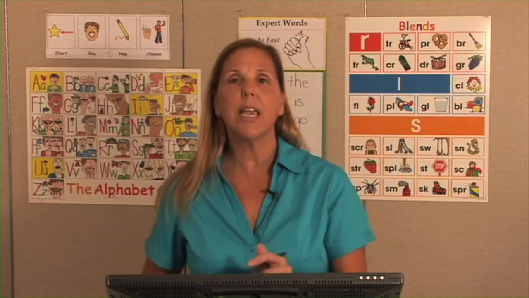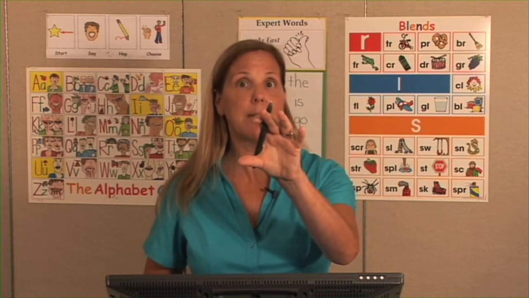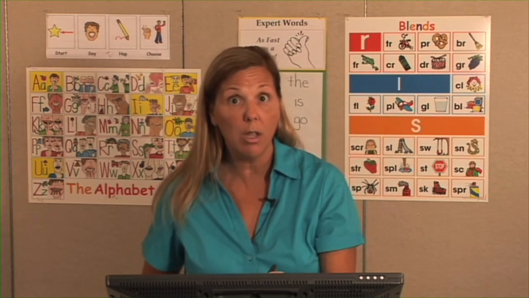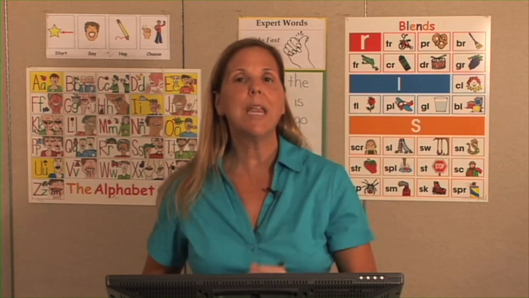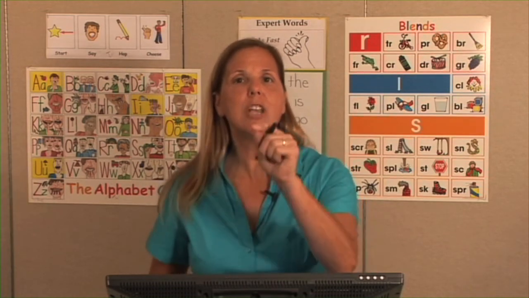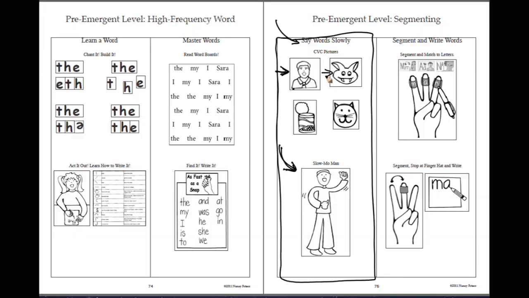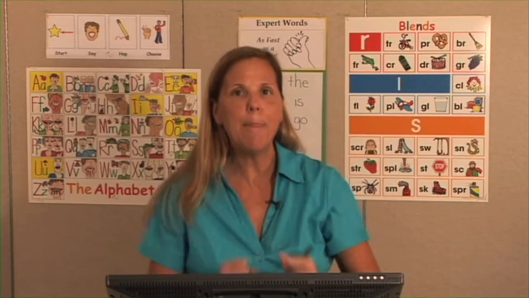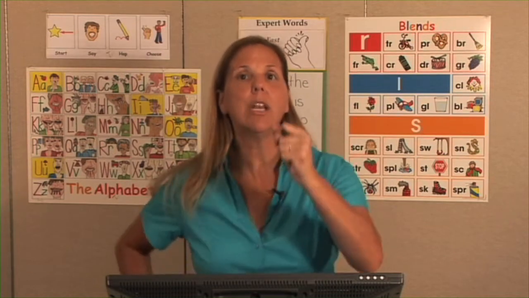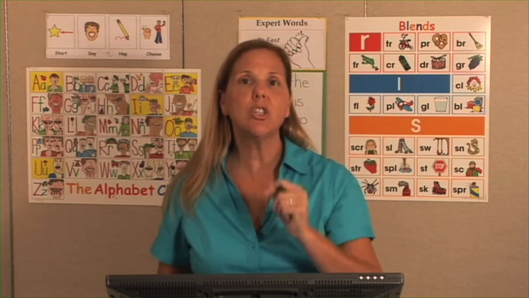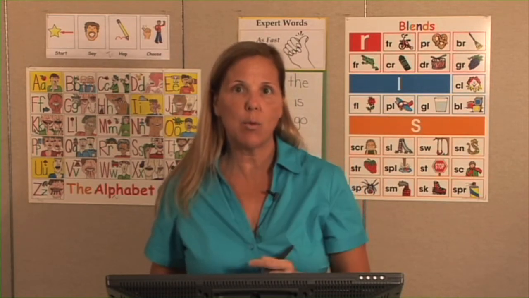How do you do that? You say, boys and girls, what's the picture? And they say man, because they know now what the picture is. Watch me, man. Now you do it. Then they do it. Here's our new picture. What is it, everybody? A bat. Watch me, bat. Now they do it. Bat. You need to model how to say that word slowly.